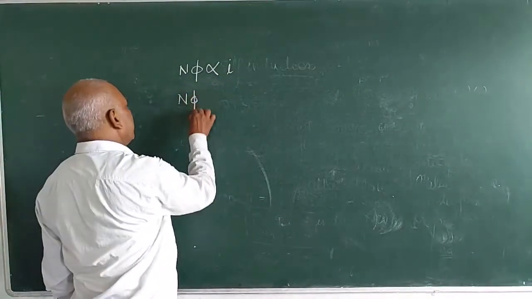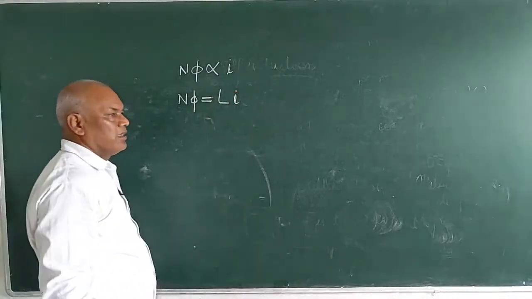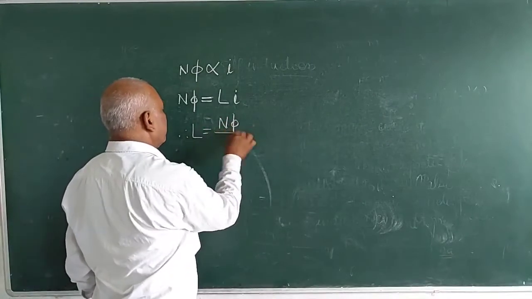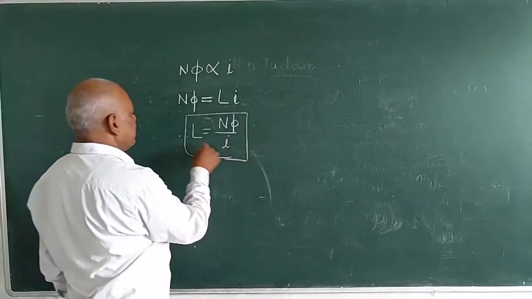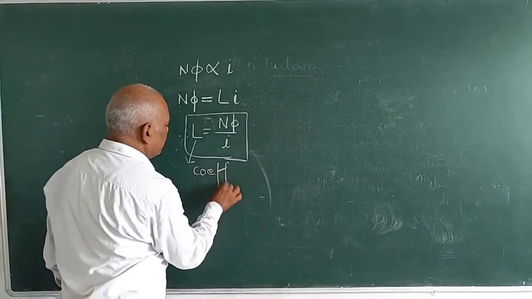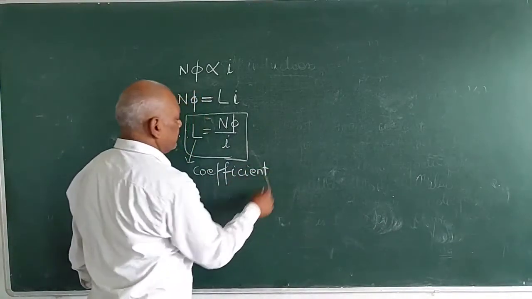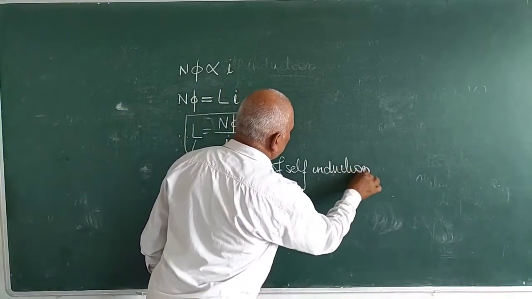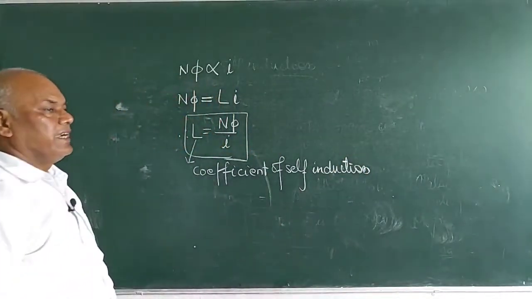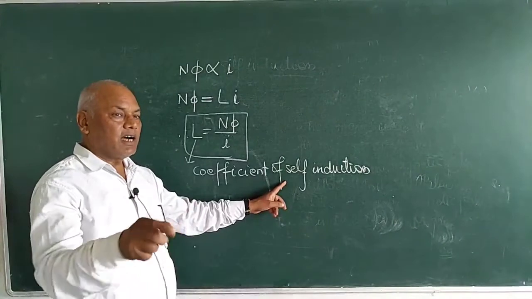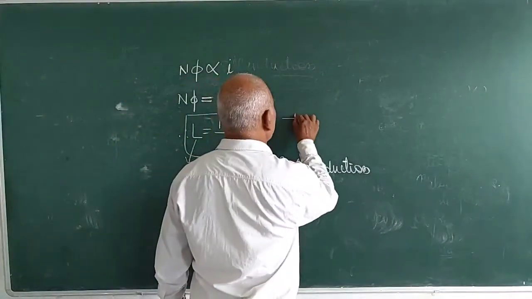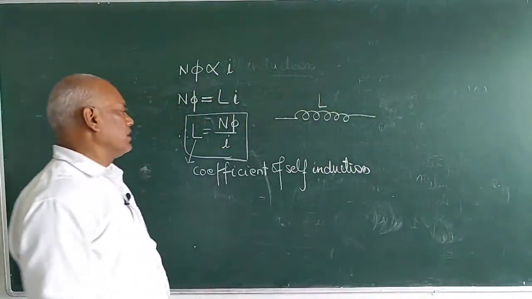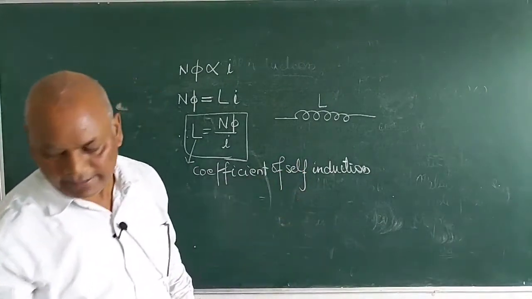Therefore, N phi is equal to L i, where L is a constant. Therefore, L is equal to N phi upon I. This L is called the coefficient of self-induction. That's why a coil is also known as an inductor. Suppose this is a coil in the circuit, then you can say it is an inductor, and L is called the coefficient of self-induction.